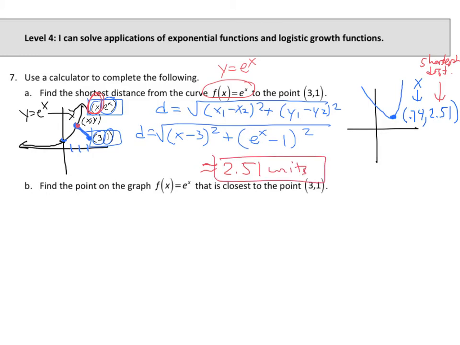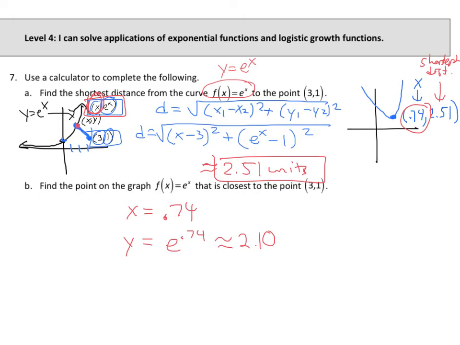Now in part B, find the point on the graph of f of x that's closest to the point 3,1. Now we're trying to find the coordinates of our xy pair, and we already have the x from our point. So the x coordinate is 0.74. To find the y coordinate, we're going to plug that x into our function e to the x. So y is going to be e to the 0.74, which is about 2.09, well, we'll call that 2.10.